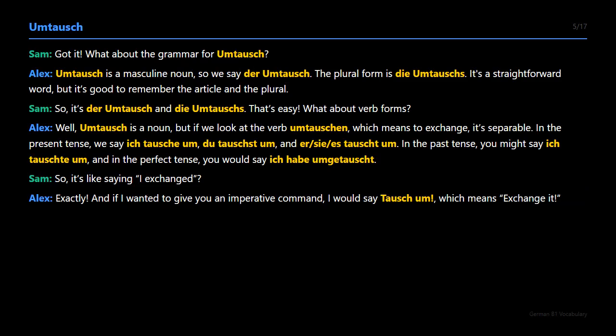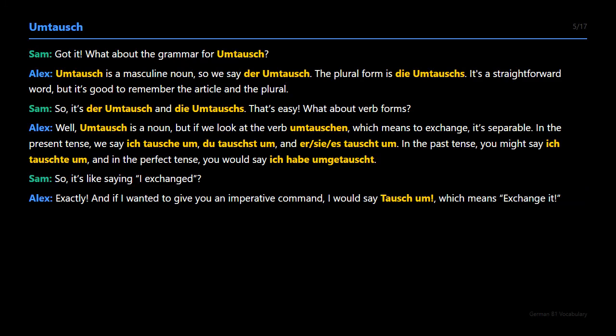Umtausch is a masculine noun, so we say Der Umtausch. The plural form is Die Umtauschs. It's a straightforward word, but it's good to remember the article and the plural. So, it's Der Umtausch and Die Umtauschs. That's easy. What about verb forms?